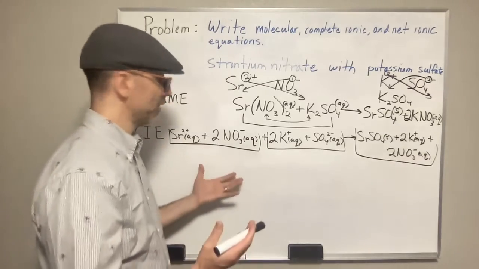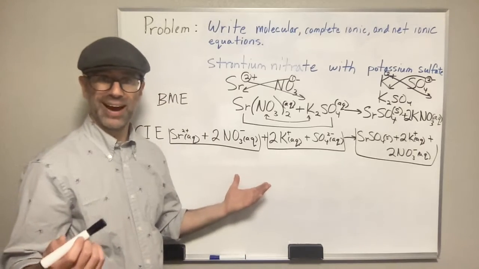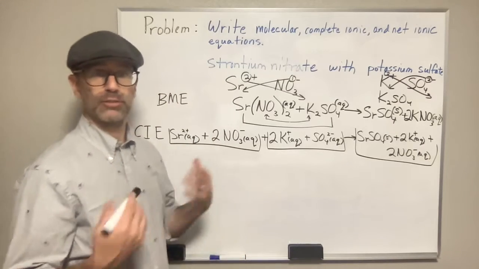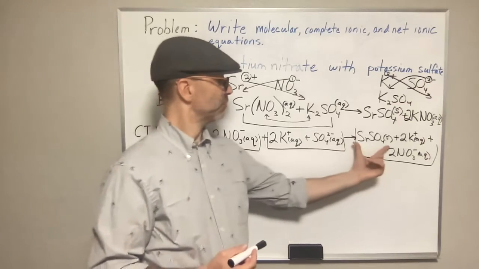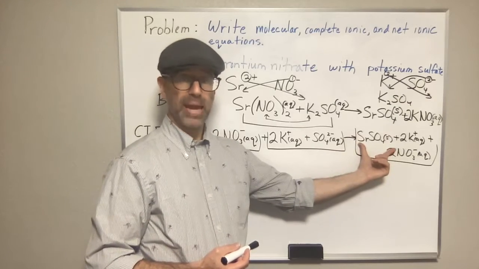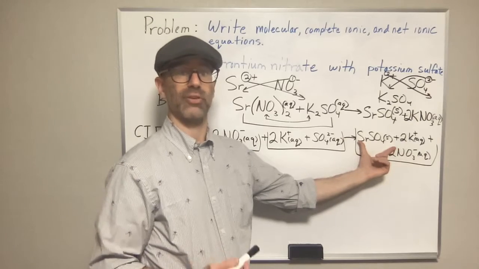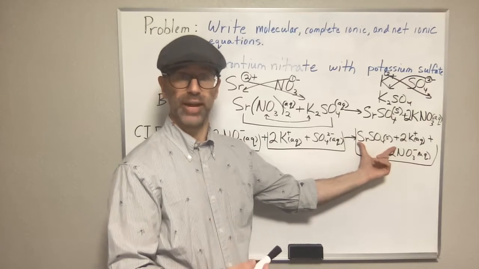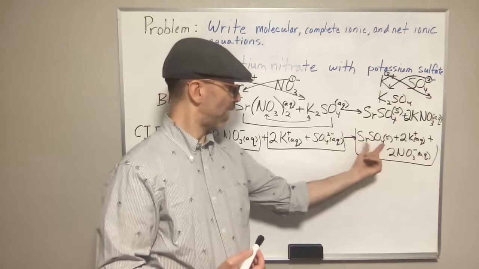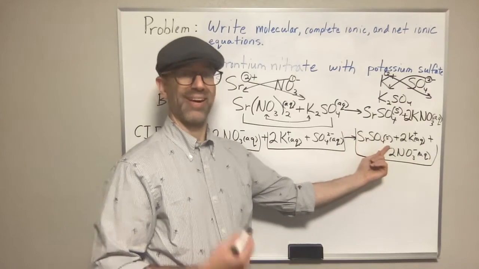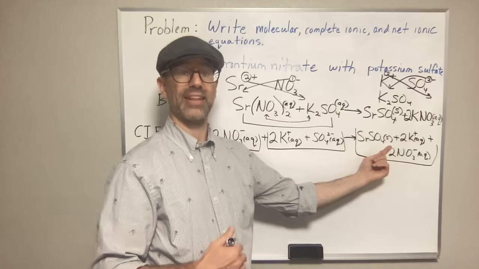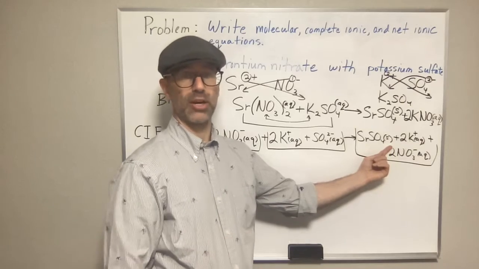So what are the spectator ions? There are a couple of ways you can identify the spectator ions. First of all, the obvious way is whatever ions are making the product that is forming, like a precipitate, those are obviously not spectators. They are involved in the reaction. So these two ions, strontium and sulfate, are not spectators. So anything else would be a spectator ion.